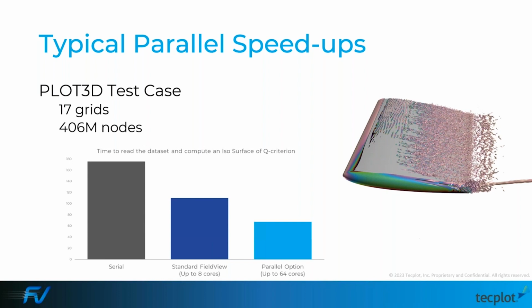So here, for this particular case where we're monitoring the time to load the case, create the wing profile, and create this pretty rich ISO surface, you can see the time that it takes to do the entire operation shown in this histogram, from going serial to parallel 8, which is a standard FieldView license. And then if you want to go for one of our parallel options, which allows you to do up to 64 cores, you can get additional speed up with that.